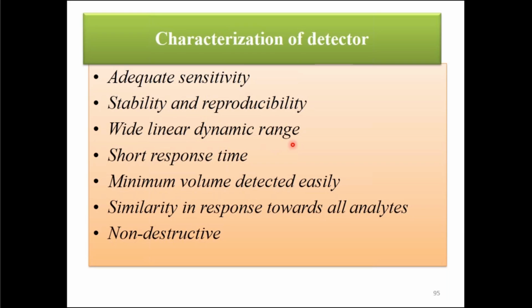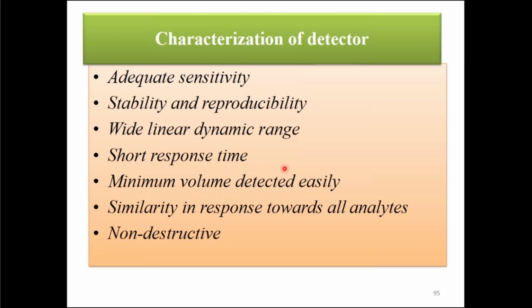Wide linear dynamic range means from a low concentration to a high concentration, the response should be very similar. Similar in the sense not the same reading, but say for 2 microgram, it is giving a reading of 10, then for 4 microgram, it should give a reading of 20. For 6 microgram, a reading of 30. Like this, there should be a proportional increase. So that is called a linear response over a wide range.